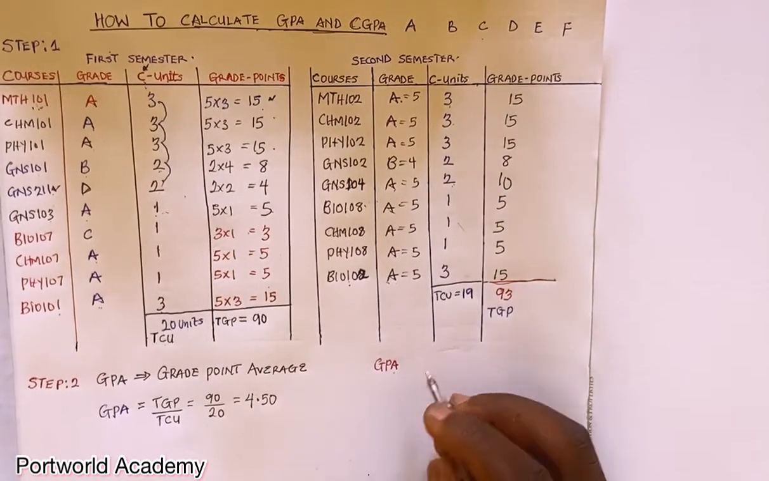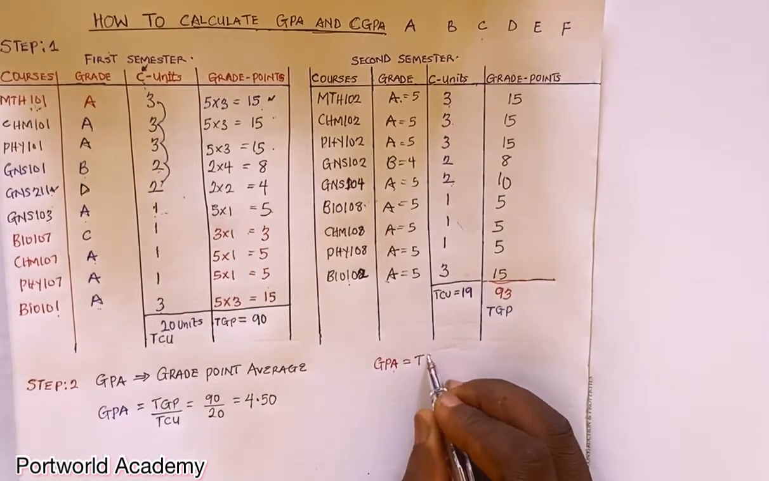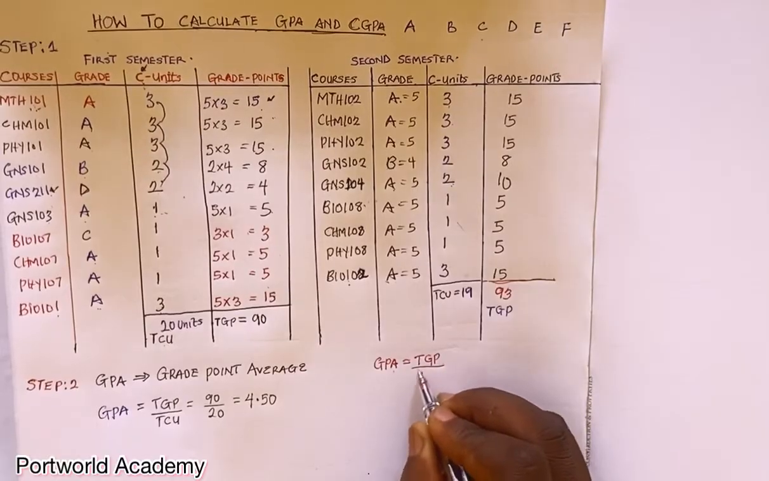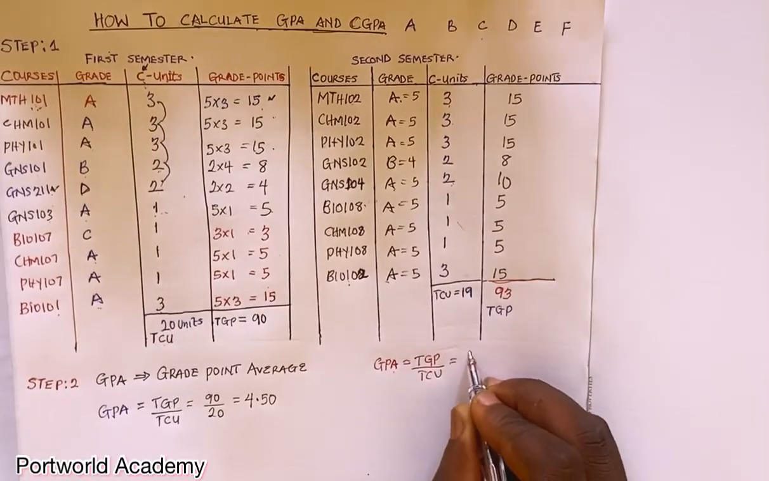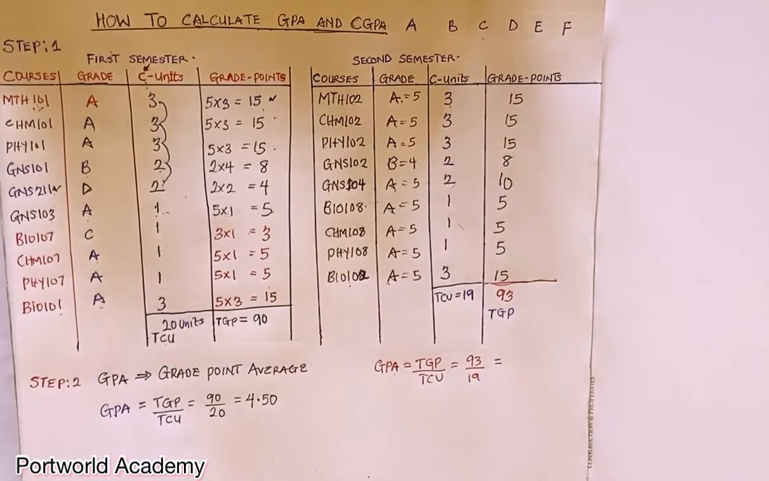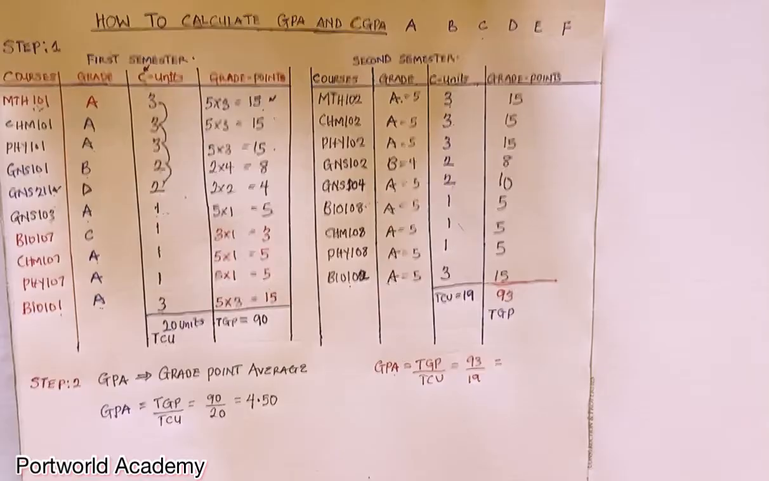So your GPA is what? That will be total grade points divided by total credit units. That will be equal to 93 divided by 19. Then let's see what this guy has. The guy had 19 credit units, so 93 divided by 19.